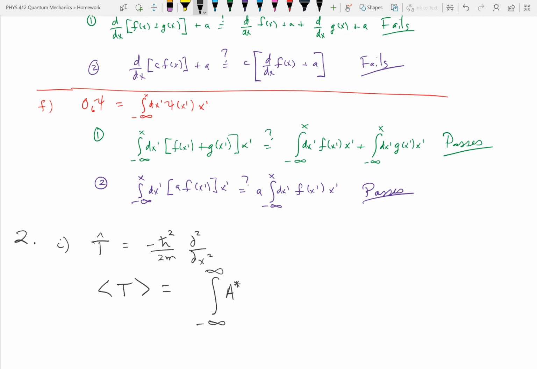Now, it does say A is a real constant, so you can leave it A. A star is technically correct, but since it says A is a real constant, you can leave it. I guess I'll leave it as star, so you don't get confused if you look back at it. In this case, we don't have any i's, so we don't have to change that. Right?